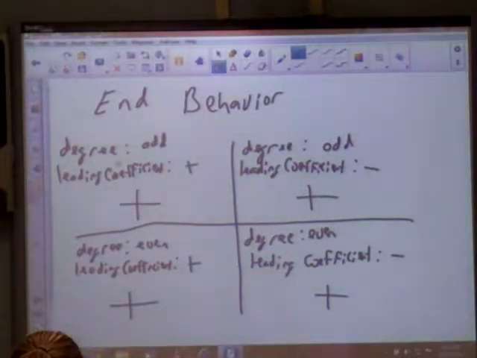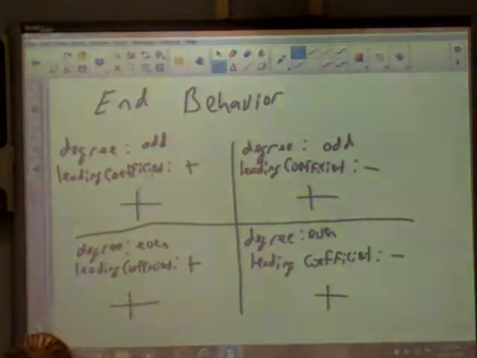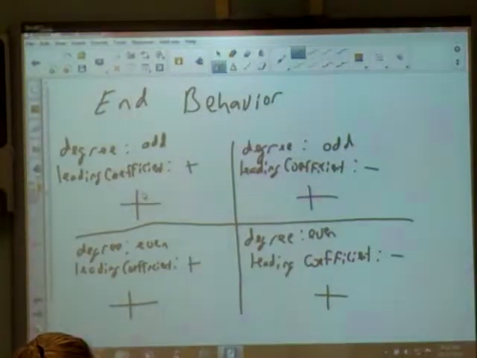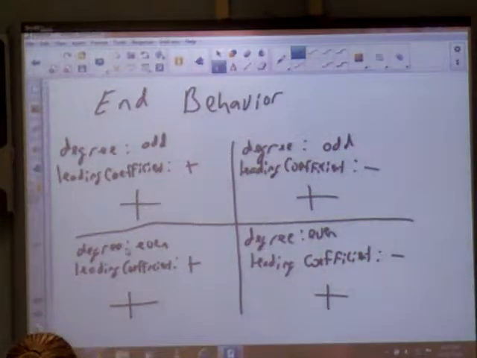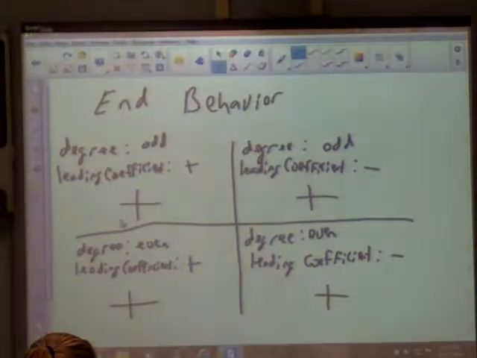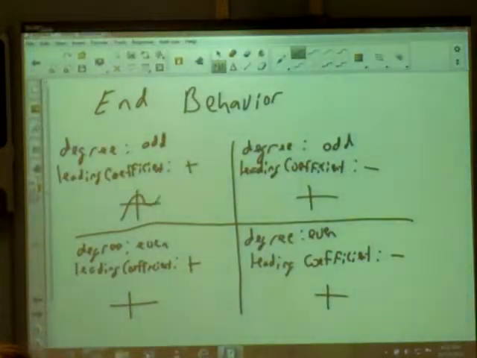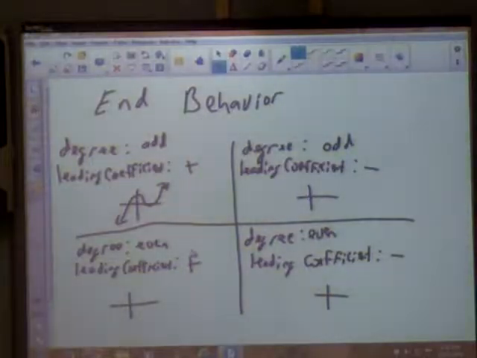Alright, my first square up here. My degree is odd and my leading coefficient is positive. Those are pluses and minuses. My leading coefficient is positive. That means that my graph, and this is just going to be a generic graph, is not going to be precise, but it's going to cover everything that I'm looking at. I'm going to draw something that looks similar to that. Okay? And here's what I know. This is what you're going to know.